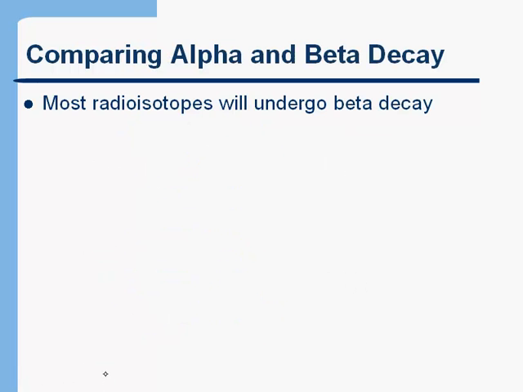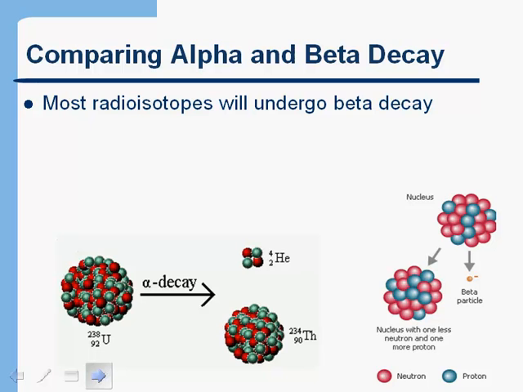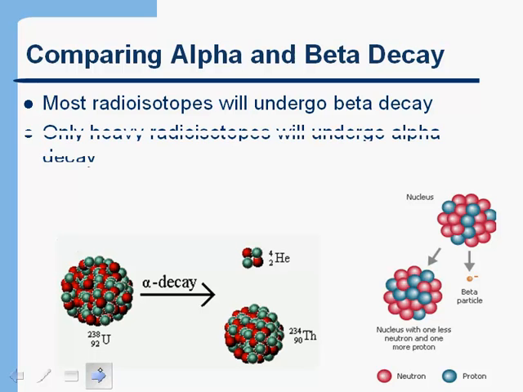So now that we've seen what alpha decay is and what beta decay is, let's compare these two different decays. So it turns out that most radioisotopes will undergo beta decay, and only the heavy radioisotopes, so larger nuclei, will undergo alpha decay as well. And you can kind of see why that is. In alpha decay, you lose a big chunk of the nucleus, and so only bigger nuclei have that much to give up.